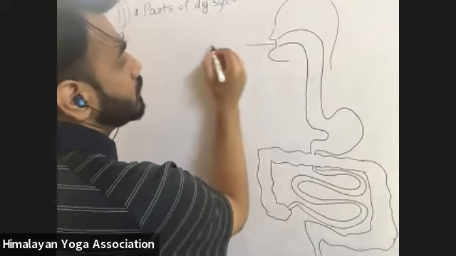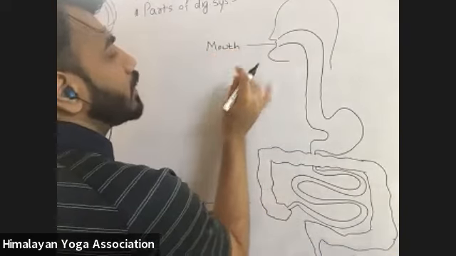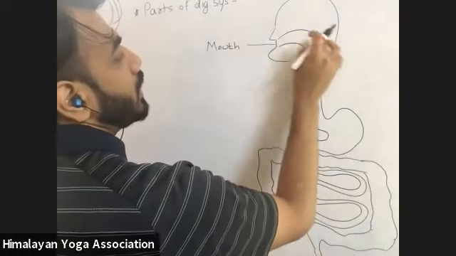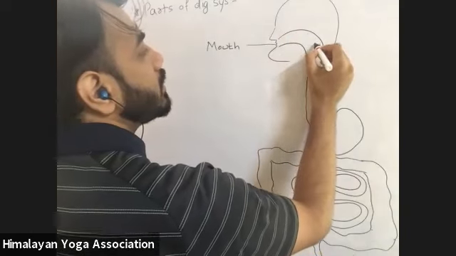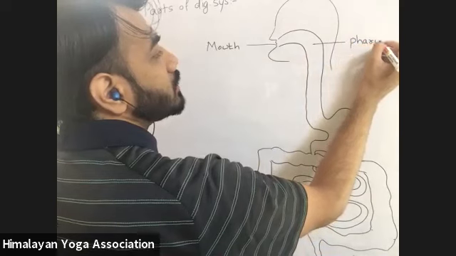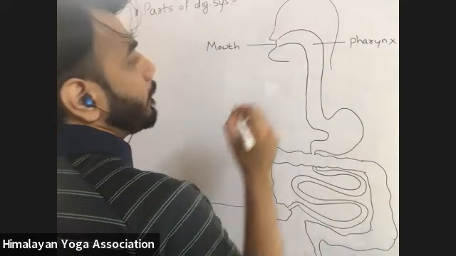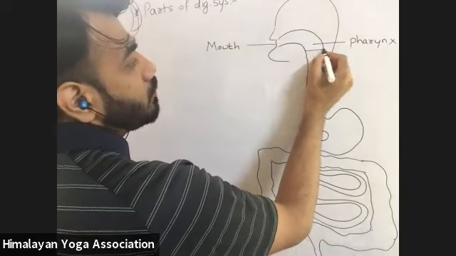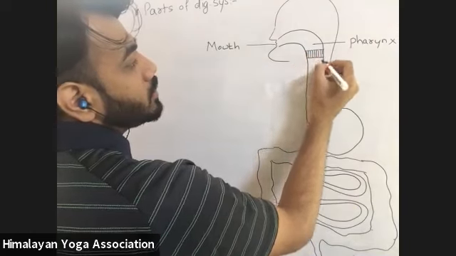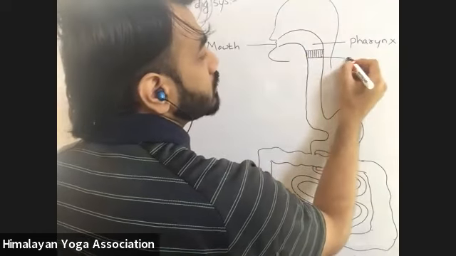So the first one, label this part as the mouth, the oral cavity where the food gets inside. The section at the end of the oral cavity is known as the pharynx region. Pharynx region is nothing but our throat. Below the pharynx region, you will find a flap of tissue. That flap of tissue is nothing but our epiglottis.